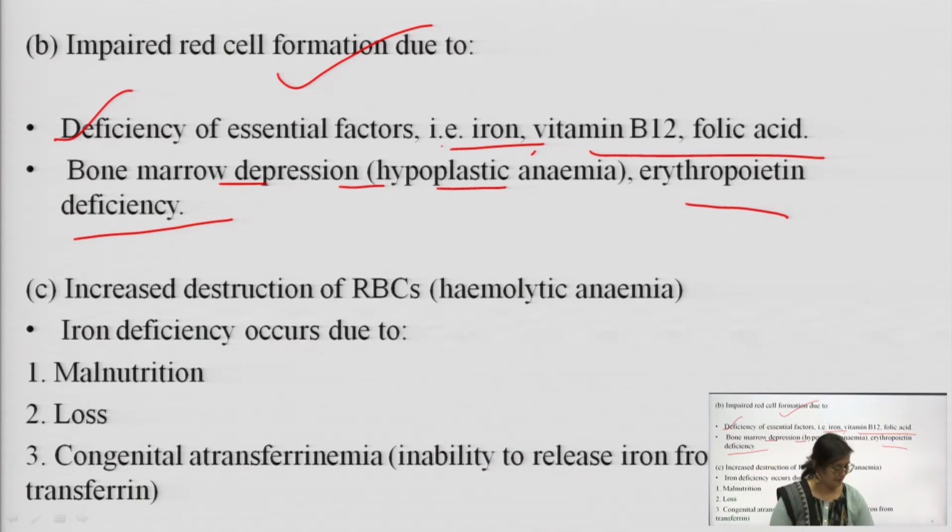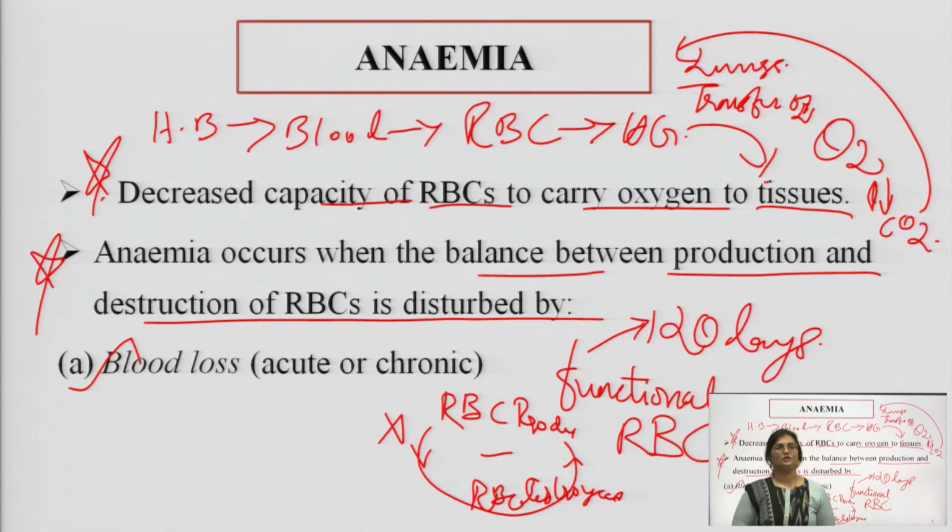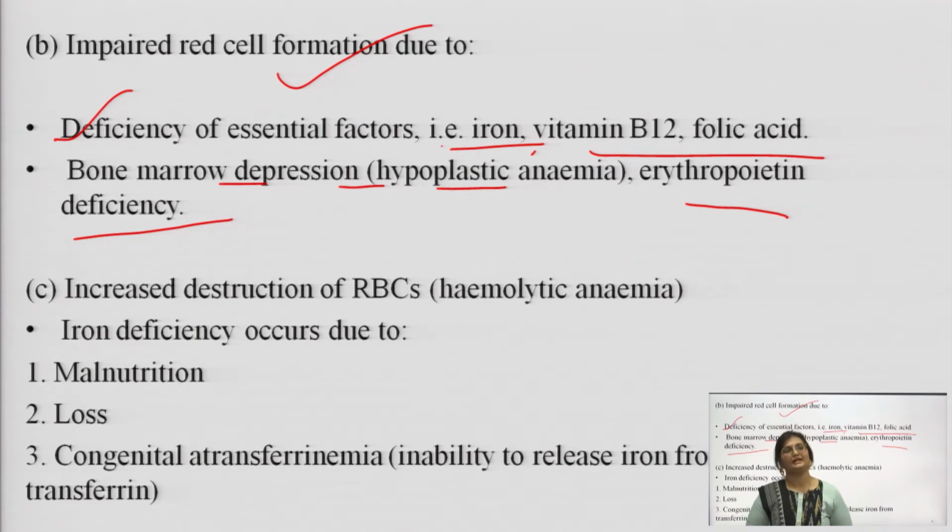So, in this what have we learned? Here we were looking into the reasons for anemia. The first reason is RBC count getting reduced due to sudden loss of blood. The other reason is RBC count getting reduced due to impaired red cell formation, that is improper formation of RBC. What are the reasons for this improper formation? Deficiency of essential factors like iron, vitamin B12 and vitamin B6. These factors are essential for synthesis of RBC.